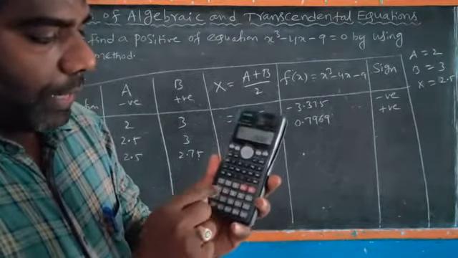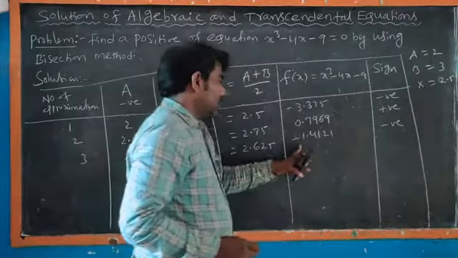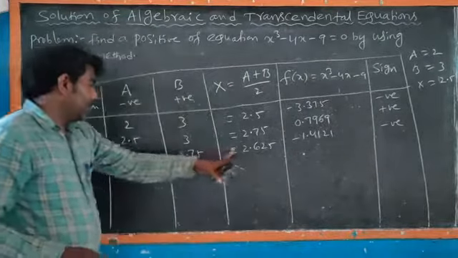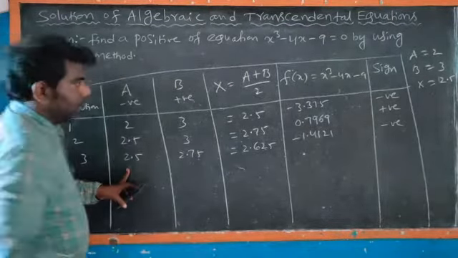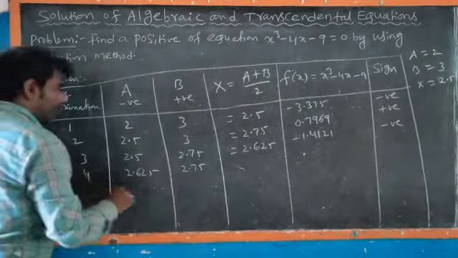Minus 1.4121. This is a negative value. So substitute x in negative a. So x is 2.625. The b value is the same, 2.75. This is the fourth approximation.